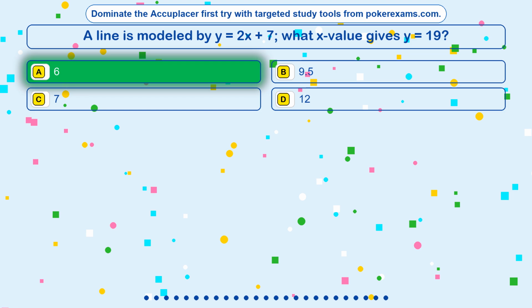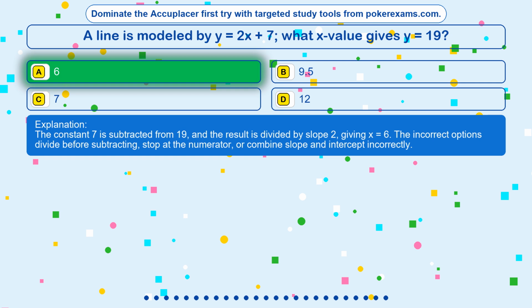The correct answer is option A, 6. The constant 7 is subtracted from 19, and the result is divided by slope 2, giving x equals 6. The incorrect options divide before subtracting, stop at the numerator, or combine slope and intercept incorrectly.